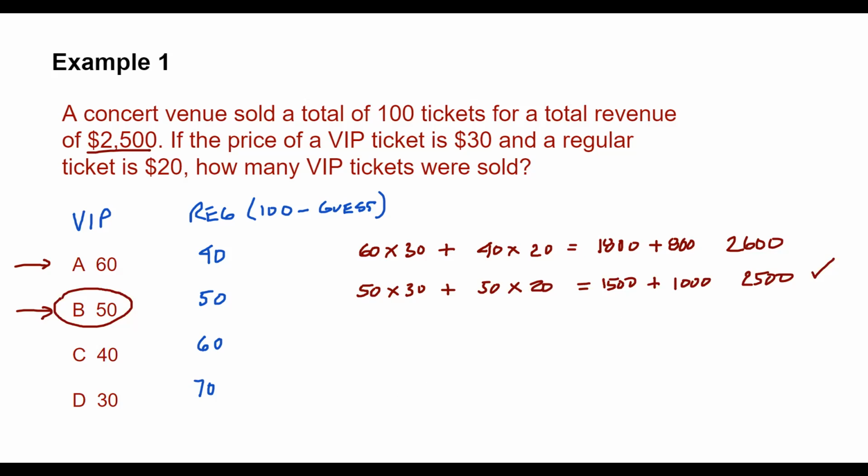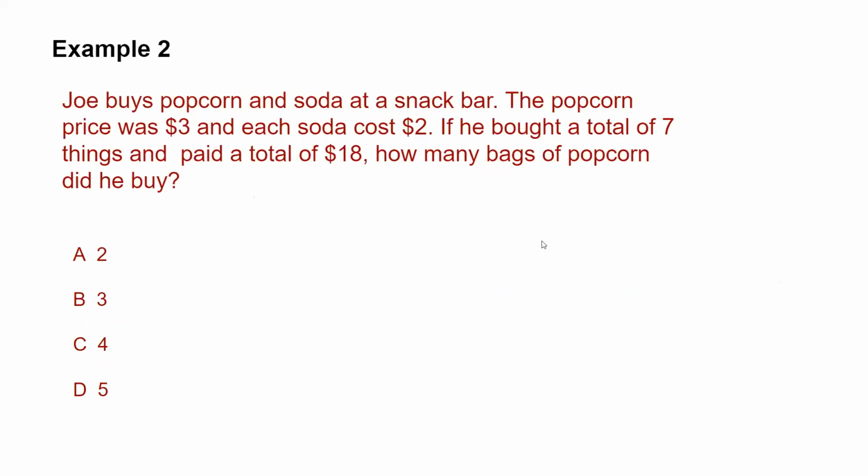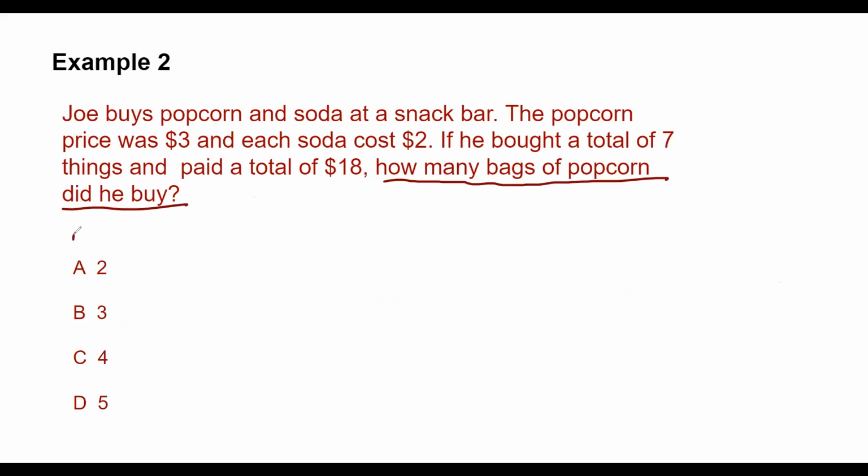Let me move along to an example that involves something else. We've got our popcorn and soda at the snack bar. This is exactly the same problem that we were looking at before. And you can see that we have multiple choice answers. So let's go down the list here. First of all, these multiple choice answers represent the number of bags of popcorn. So let's just label that popcorn. And the other number that we will calculate then is the number of sodas.